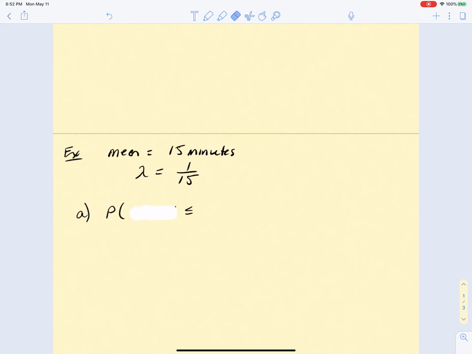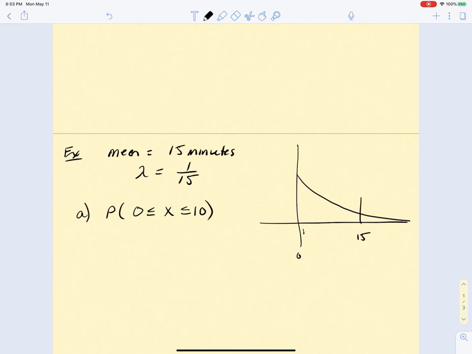Actually, let's change that just one moment. Let's just go to, let's say, the probability that it takes less than 10 minutes, which is technically the probability that x is between 0 and 10. So thinking of an exponential distribution, we do have something like this. Here's 0. Our mean is 15, so that's up here. 10 is here. So we're probably looking at a probability that's close to 1/2.